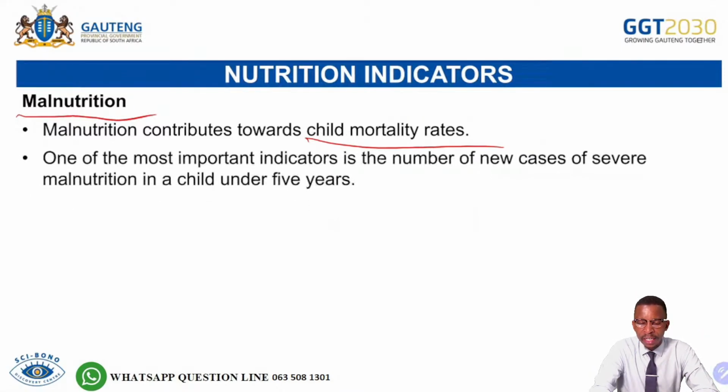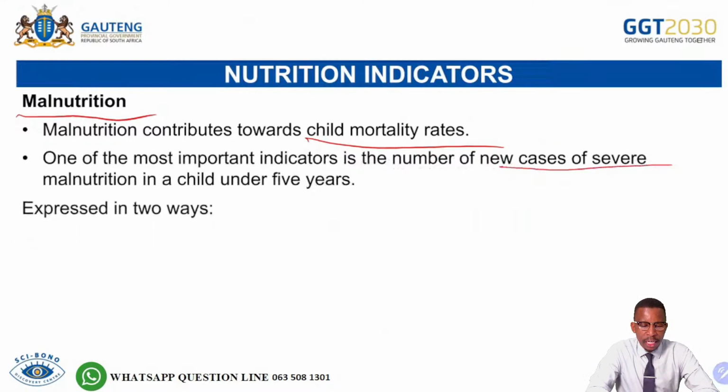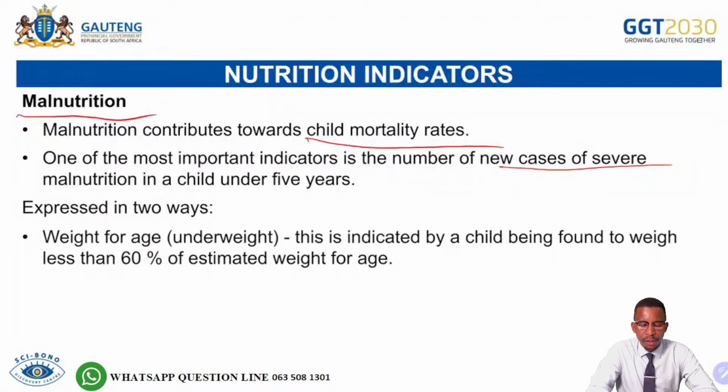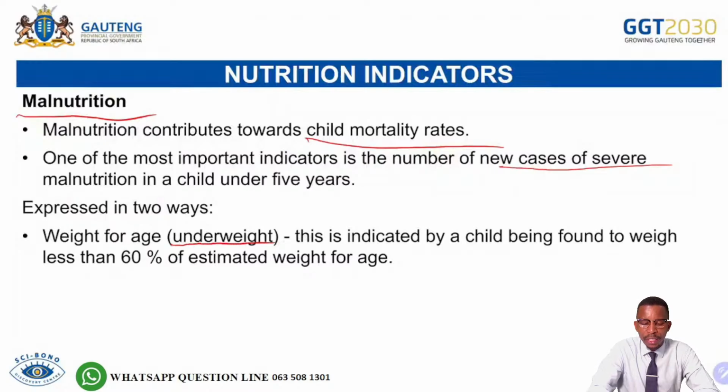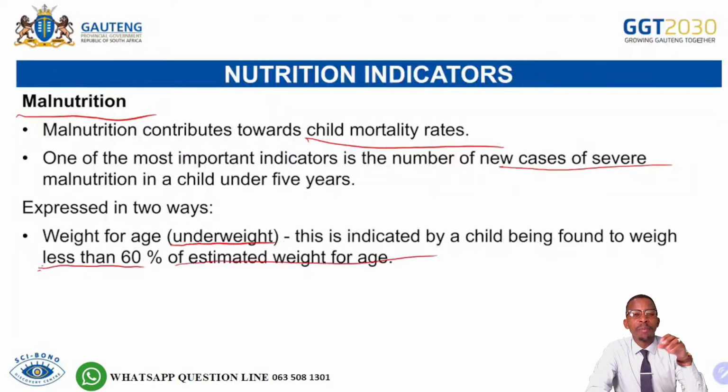One of the most important indicators is the number of new cases of severe malnutrition in a child under 5 years. Expressing two weights, we have weight for age, or underweight. This is indicated by the child being found to weigh less than 60% of the estimated weight for age. Remember that children are expected to weigh a certain amount at a particular age. If a child weighs below 60% of the expected weight range, that is known as malnutrition.